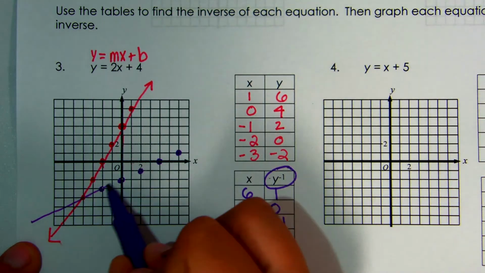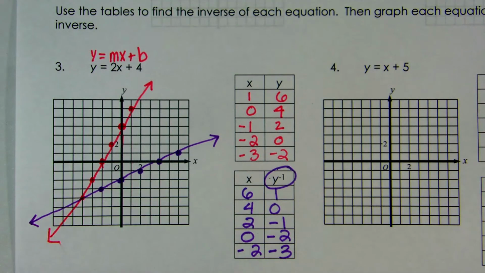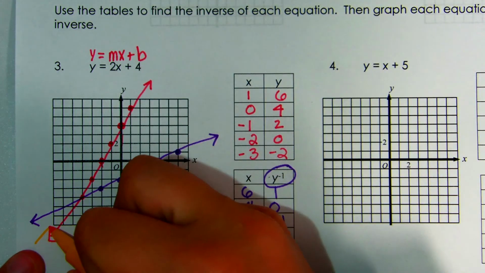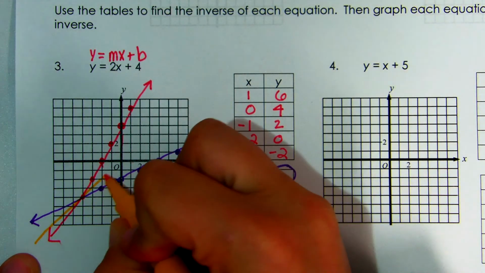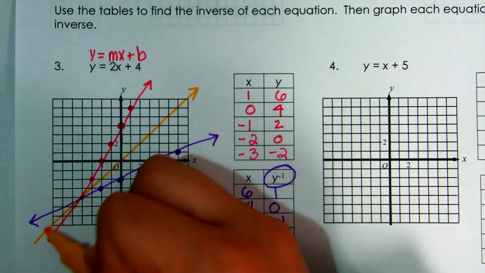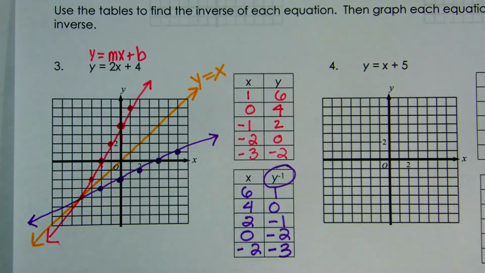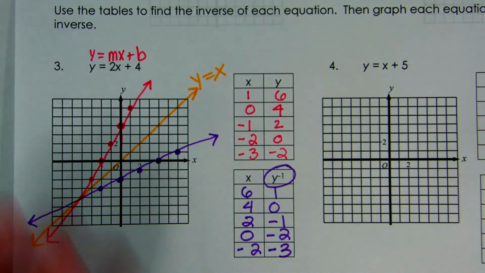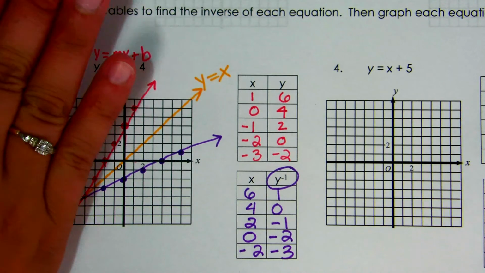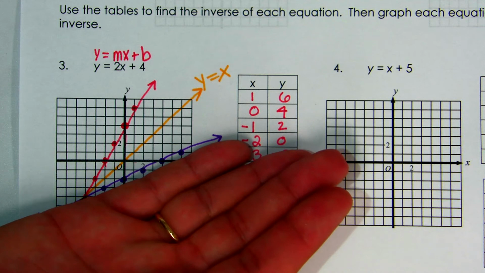Connect the points. And the purple line is the graph of the inverse. Now, like I was saying before, the inverse means that it's reflected over the line y equals x. Y equals x is this one that I just drew, the yellow one. So we took the red graph here and we reflected it across the yellow line to get our purple inverse graph.